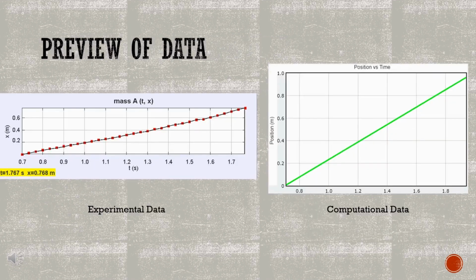After inputting the data into the software, on the left-hand side, you get the experimental data based on the tracker software that I was using, and on the right side, you'll see the computational data graph based on the data that is put into the code.